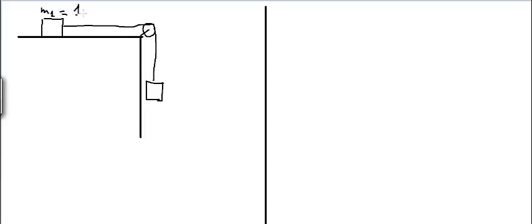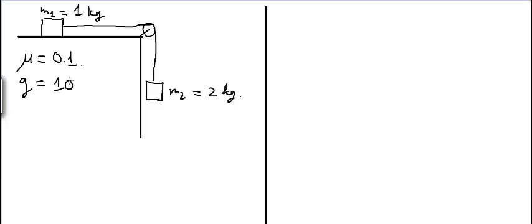M1 equals 1 kilogram, M2 equals 2 kilogram, and we have mu, which is the kinetic friction coefficient of this plane with this mass, is 0.1, and we have g, the gravitational acceleration, and it is 10 meter per second squared. And the question is, what is the acceleration of the whole system?